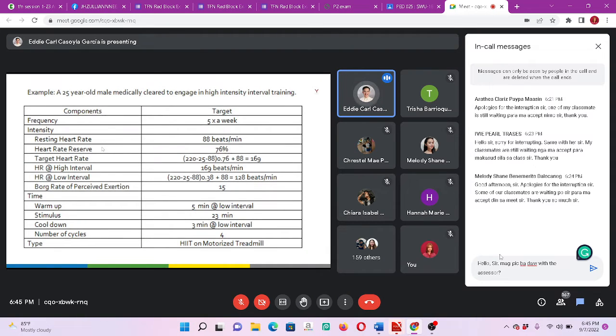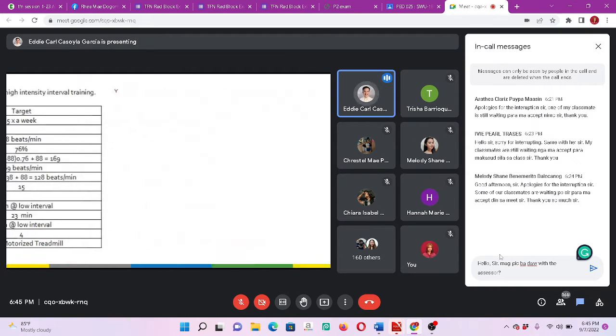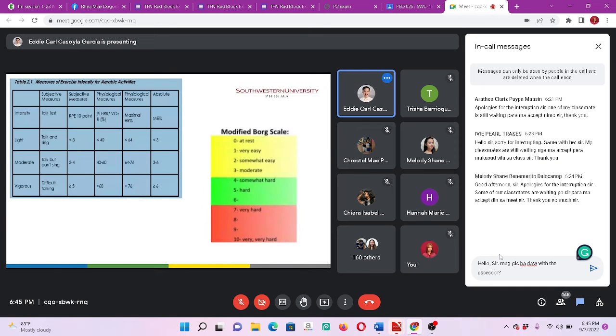Okay, so next one would be the heart rate reserve. So in order for you to get your heart rate reserve, everyone, it will depend on the level of intensity of your program. So since in our example, as you can see, it is high intensity. In order for you to get this number, kindly screenshot this slide, the table 2.1 and the modified Borg scale.